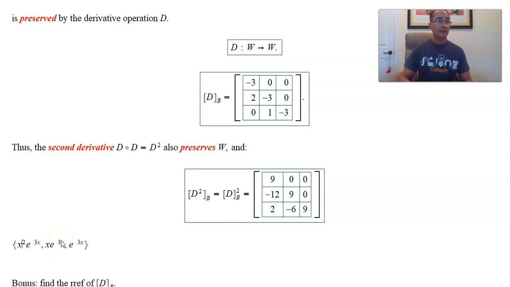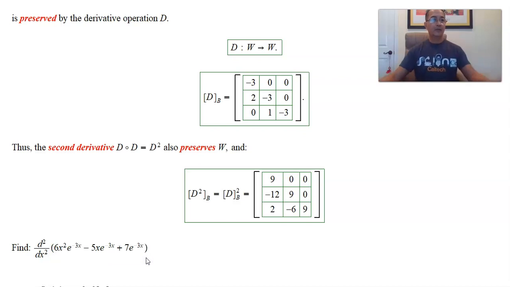Okay, well, let us create a linear combination of these functions. Suppose you have the function, how about 6x squared e to the minus 3x minus 5x e to the minus 3x, and then how about plus 7 e to the minus 3x. Okay, so find the second derivative of this function, d squared dx squared of that function. Of course, you can do this by hand. It will take you all of 2 minutes probably.